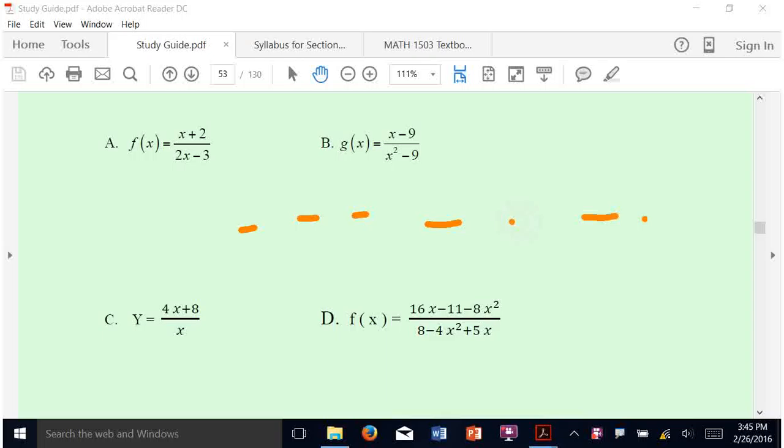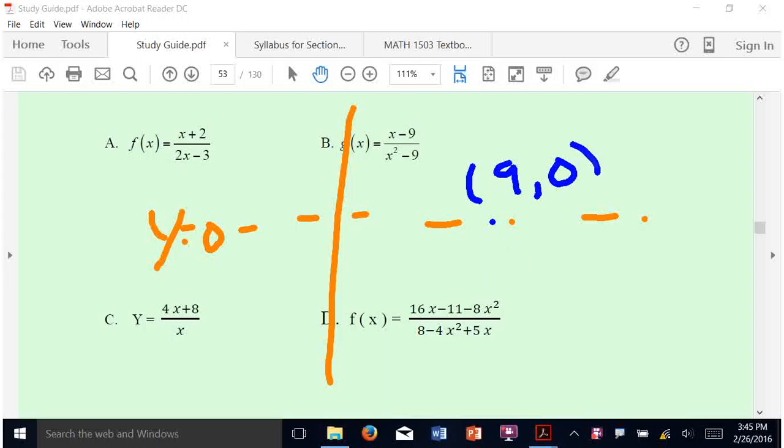y equals 0, and then you have some point that was at 9 comma 0 that you had your x-intercept. So y equals 0 there was your asymptote, and then you had some point at 9 comma 0 where your function actually crossed in some manner. So it's okay to cross horizontal asymptotes, you just can't cross vertical asymptotes.